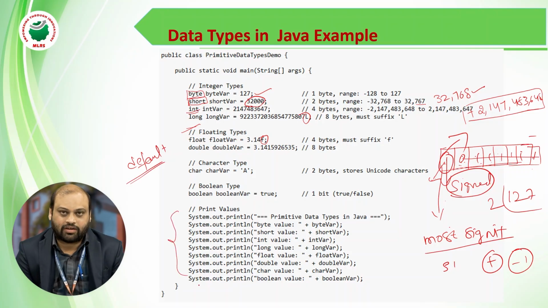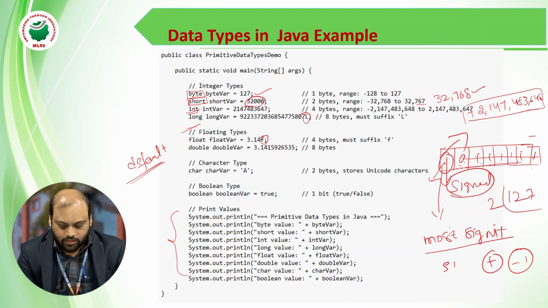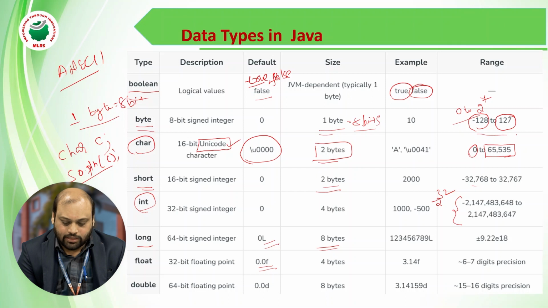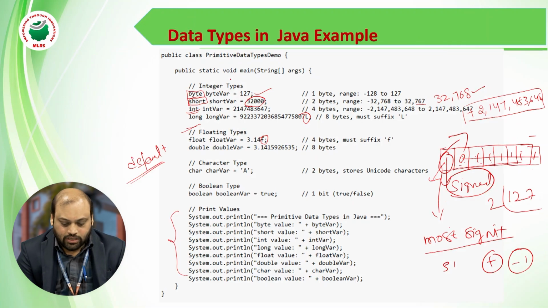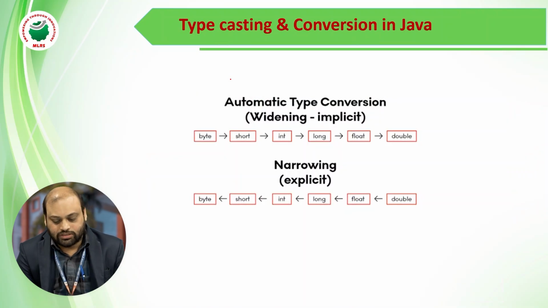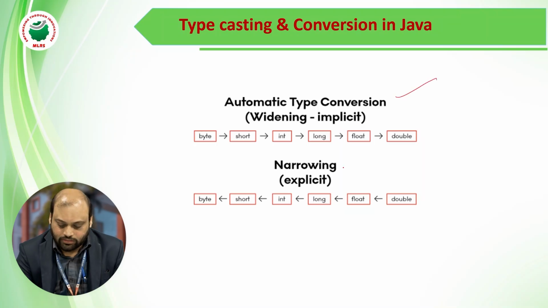So this is the way of declaration. The next thing, this is declaration, and what is the type and size. Is there any type conversion available? Yes, we have two types of conversions. One is automatic type conversion and the other is narrowing.